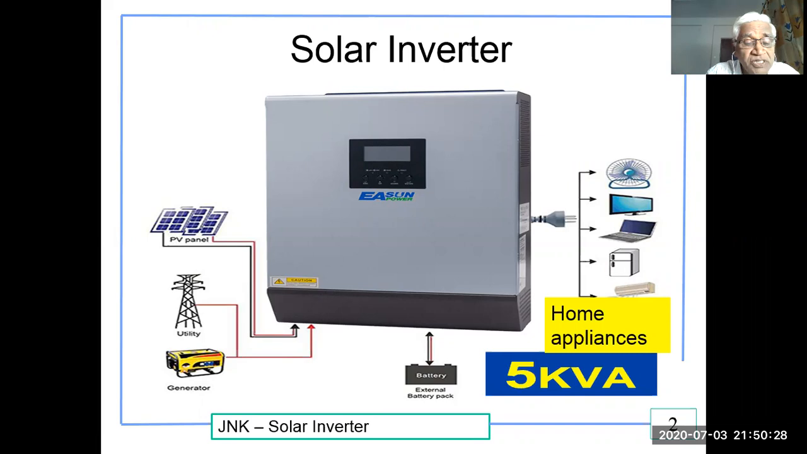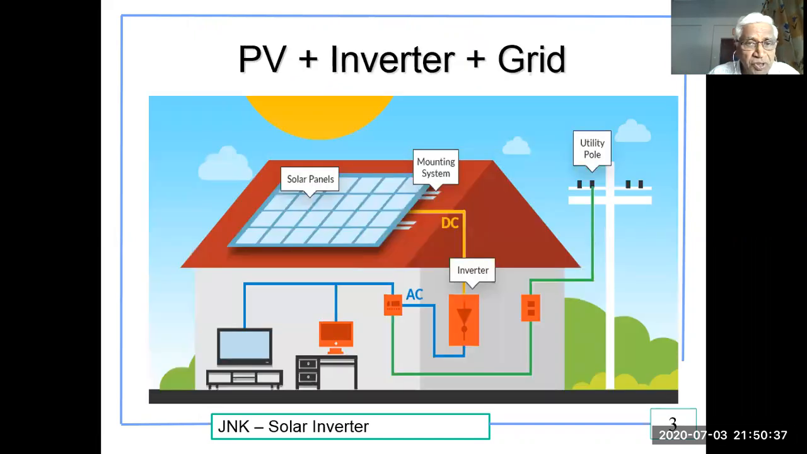Although these appliances might internally work on DC, all of them run on the AC grid. You can see in this one, we have given an example of a residential application. They're all working right now on the AC grid.